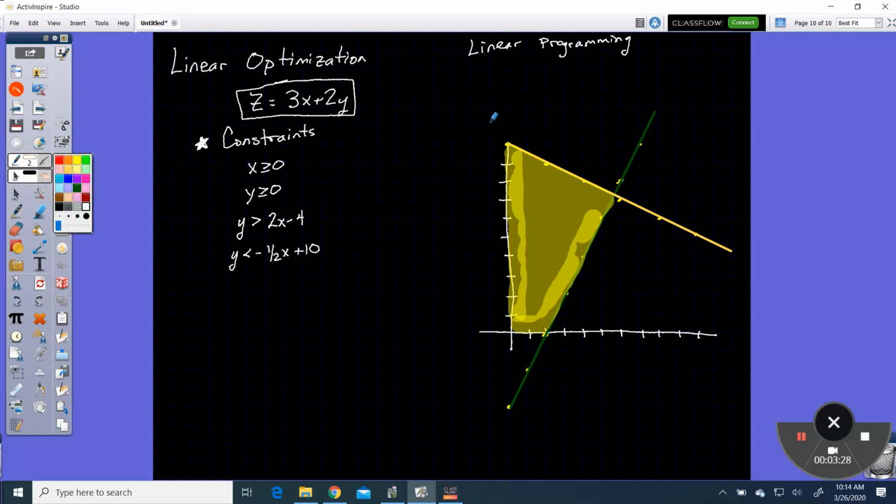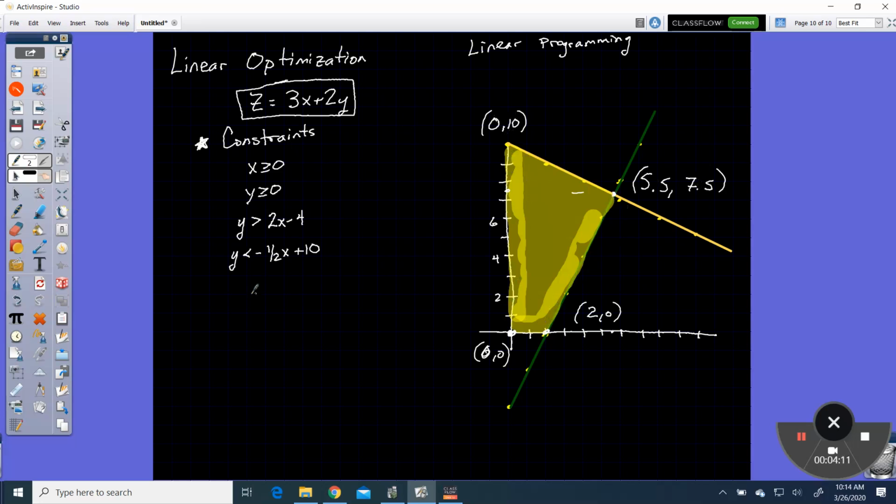So this point right here, you need to label these points, is 0, 10. This point, we don't really know for sure. It's about right here, so that's 1, 2, 3, 4, 5.5 for the x, and 2, 4, 6, 7.5 for the y. Then this point, x is 2, y is 0, and this point right here. So notice I've taken all of the vertices, and I've listed their coordinates down.